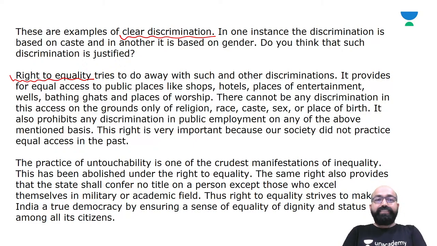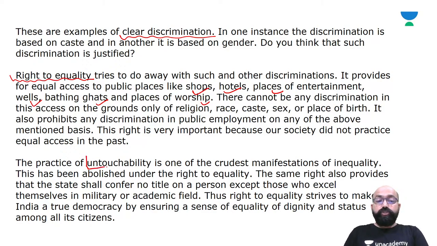It provides for equal access to public places like shops, hotels, places of entertainment, wells, bathing ghats, and places of worship. There cannot be any discrimination in this access on the grounds only of religion, race, caste, sex, or place of birth. It also prohibits any discrimination in public employment on any of the above-mentioned bases. This right is very important because our society did not practice equal access in the past. The practice of untouchability is one of the crudest manifestations of inequality.